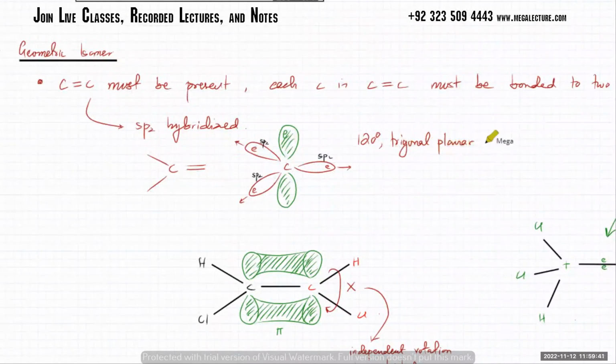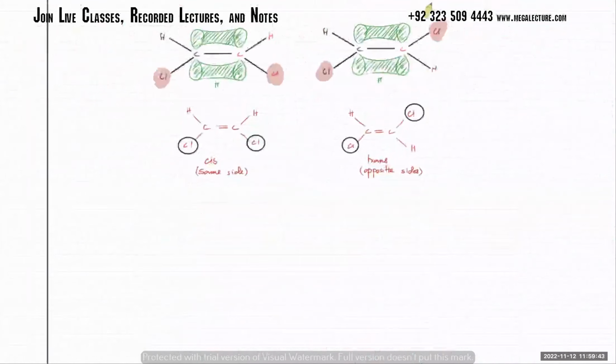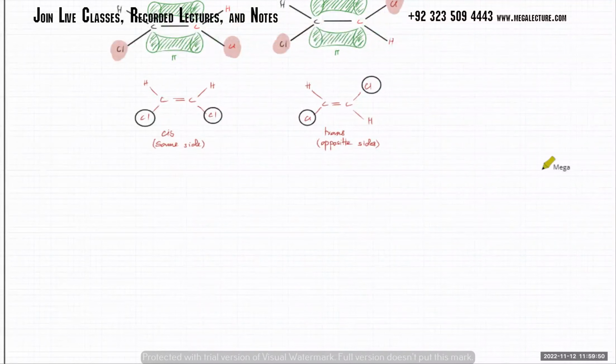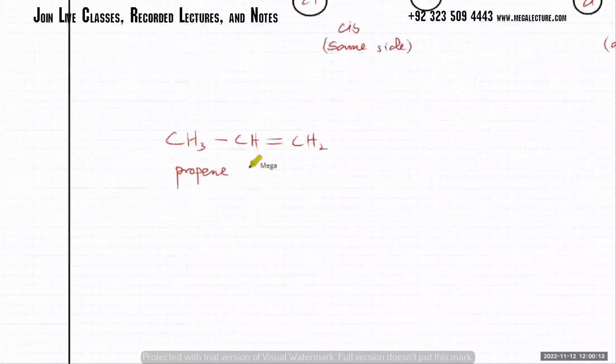So it's trigonal planar. The other thing about this geometric isomerism is that questions are often direct. First, let's say I've got a propene molecule. Propene is CH, a double bond, and CH2. So let's talk about propene first.